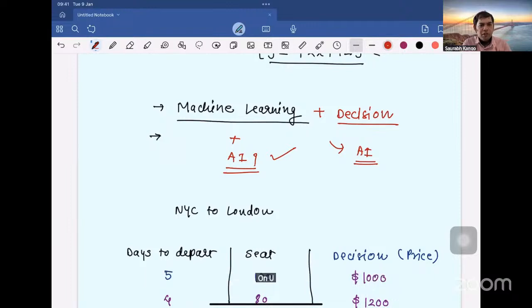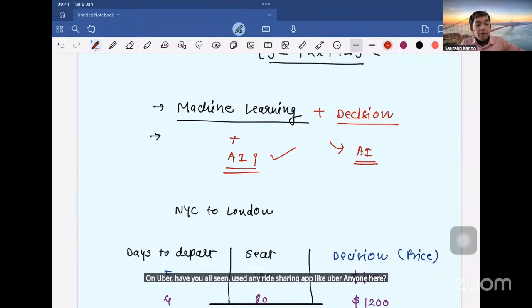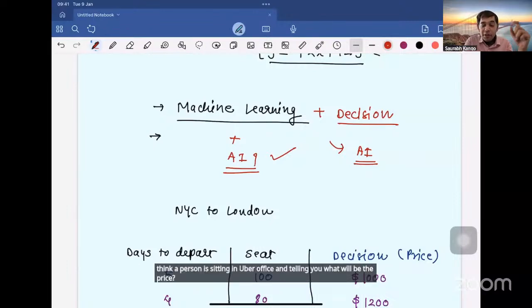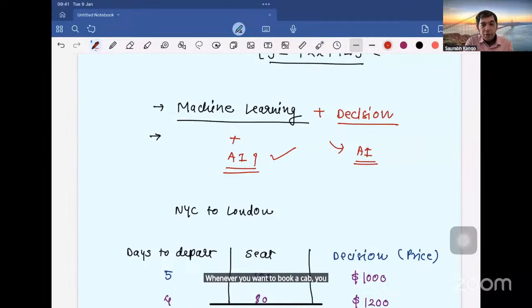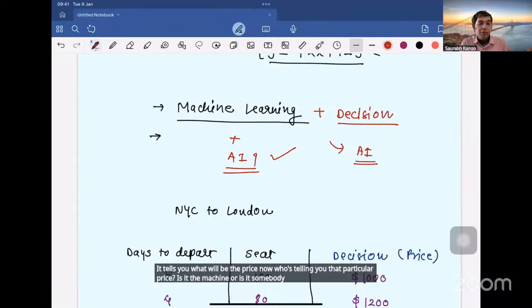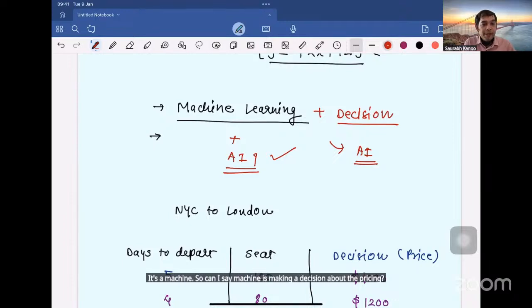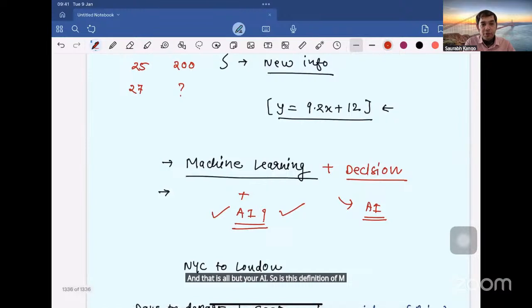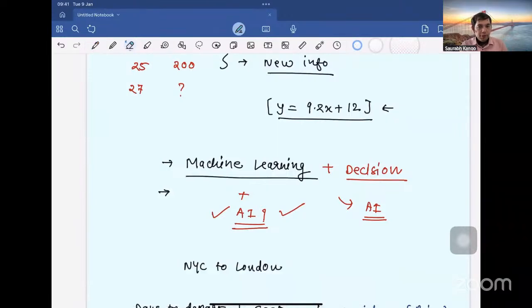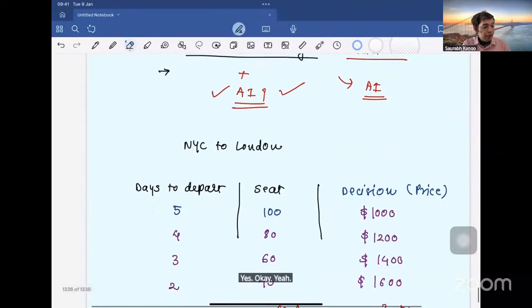On Uber, have you all used any ride sharing app like Uber? Anyone here? Yeah. The prices from source A to destination B. Do you think a person is sitting in the Uber office and telling you what will be the price? Or do you think the machine tells what will be the price to go from point A to point B? Whenever you want to book a cab, you put the starting point, you put the end point. It tells you what will be the price. Now, who's telling you that particular price? Is it the machine or is it somebody sitting in Uber telling you, okay, this should be the fair price? It's a machine. So can I say the machine is making a decision about the pricing? Right? And that is all but AI. So is this definition of ML and AI absolutely clear to all of you? Yes. Okay. Now it's clear.